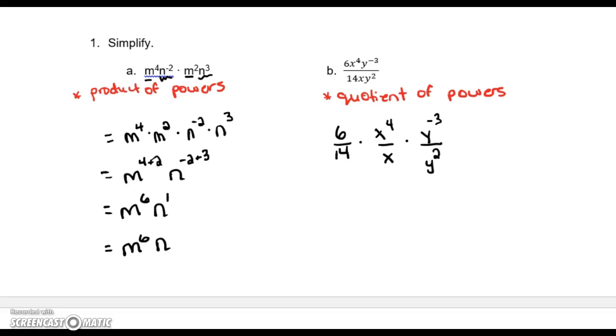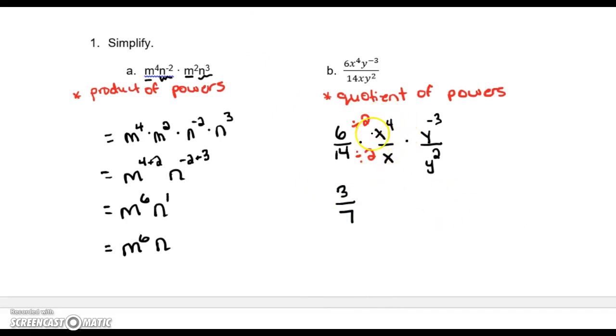Working with our first little fraction, we have 6 divided by 14. With that one, in terms of our exponent laws, we can't actually do anything here because we're not working with a variable. So here we're just going to do some old-fashioned reducing of the fraction. We want to look for a common factor of 6 and 14. We can reduce this by a common factor of 2, and that gives us 3 divided by 7.